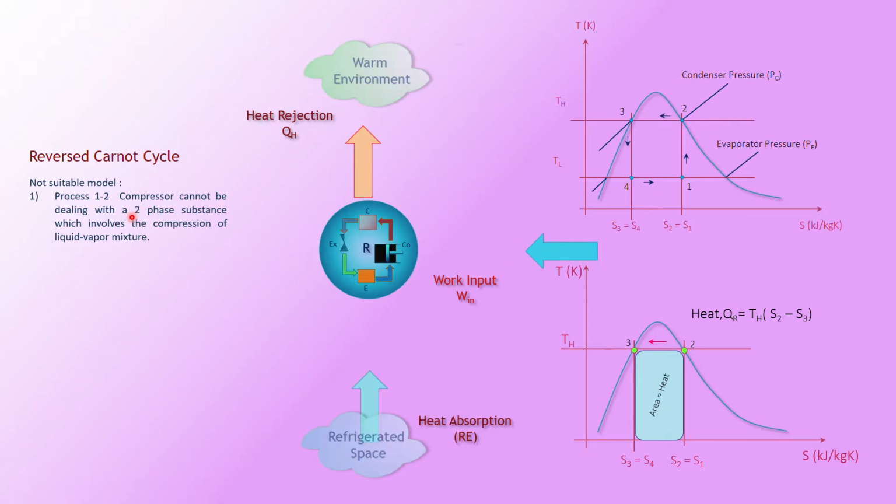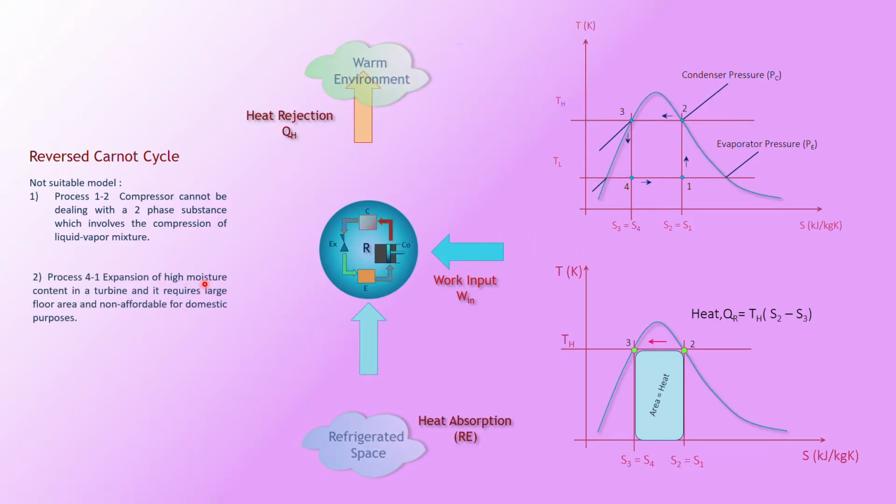dealing with two-phase substances, that means liquid and vapor. So a compressor can't handle two-phase. It's just like a pump, which also can't handle two-phase. That is the saturated liquid and dry vapor, and here you have the vapor, and the vapor and the liquid as well. So a two-phase substance which involves the compression of a liquid-vapor mixture cannot be handled.